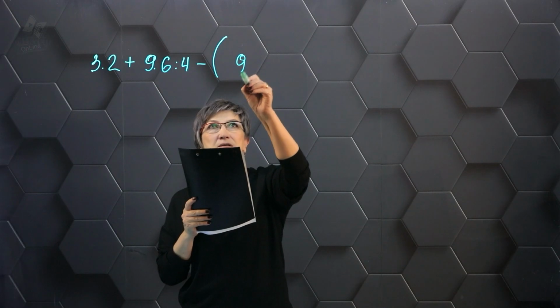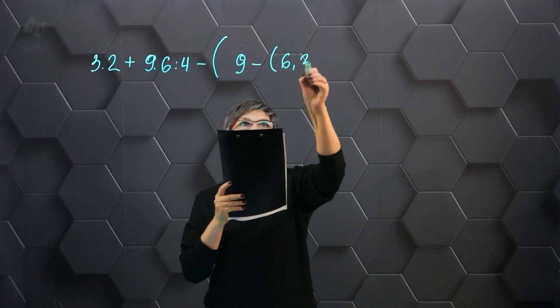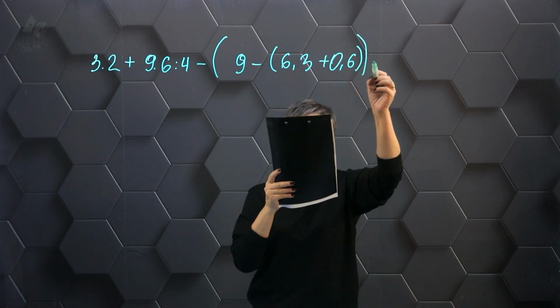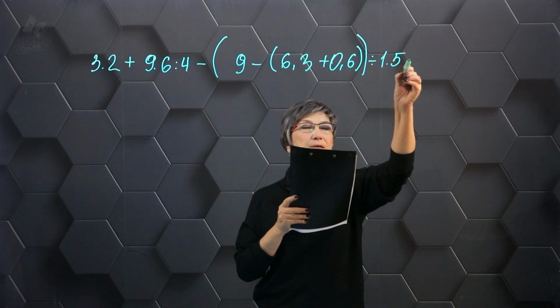So 9 minus 6.3 plus 0.6, which totals approximately 6.9. And then we must divide it by 1.5 to calculate the quotient.